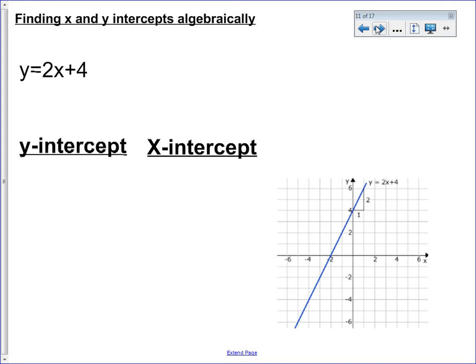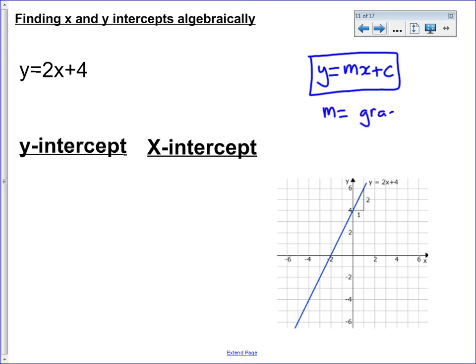Notice when we did the general form of the straight line, we got y equals mx plus c. Remember that m stands for the gradient. Here I've drawn a triangle, and there you can see that the gradient is 2. We get that 2 by dividing the change in y by the change in x.